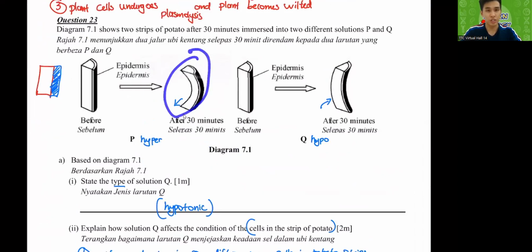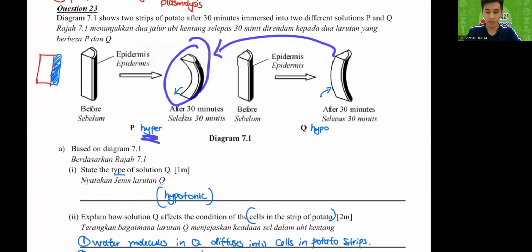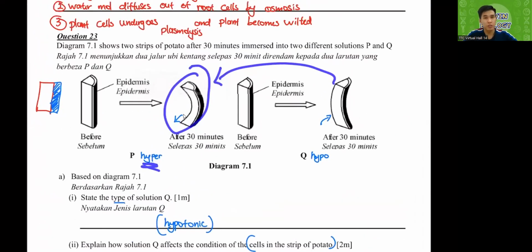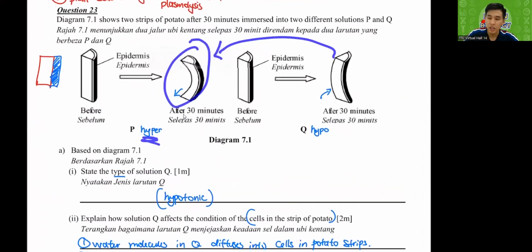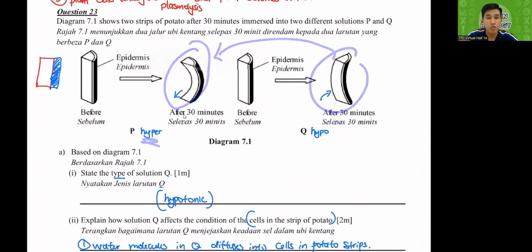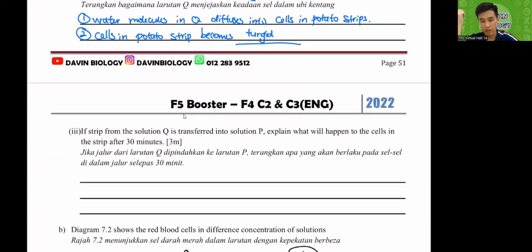No, it won't return to original shape because this is hyper. So it will become the same condition. Right, Q to P. See carefully, Q to P. Right, I'm taking from Q to P. So Q to P, from expand already, now it will shrink. So it's basically explain what will happen to P. So the same 3 points.